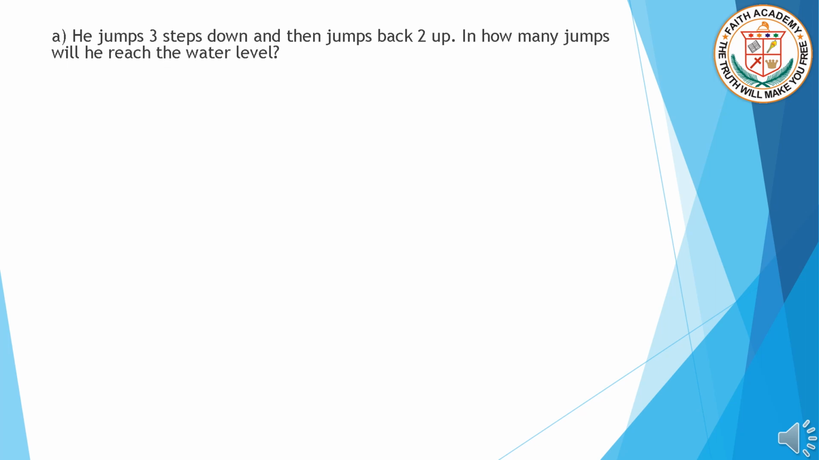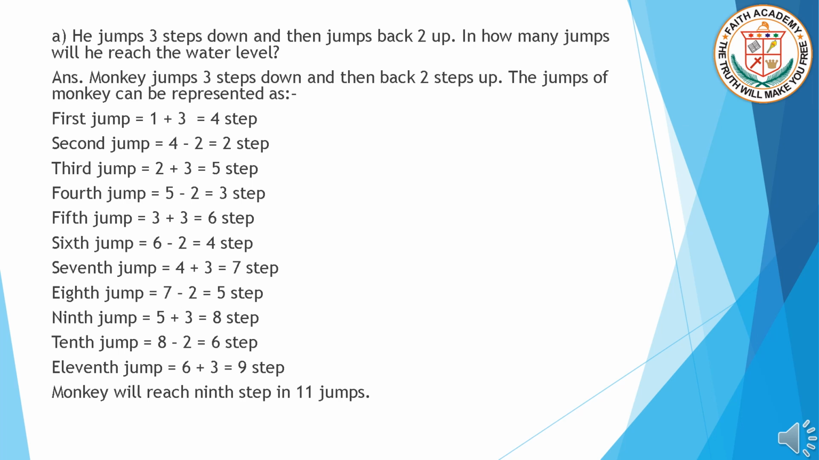Now we have to remember that with each step he is moving 3 down and 2 up. So that means first he will move 3 steps down and then he will move 2 steps up. So similarly, we have to remember one more thing, which is going down would be positive and going up would be negative. So that means when we are talking about the monkey's first jump, he's at present standing at 1, the first step. So when he goes from first step 3 down, he reaches 4th step.